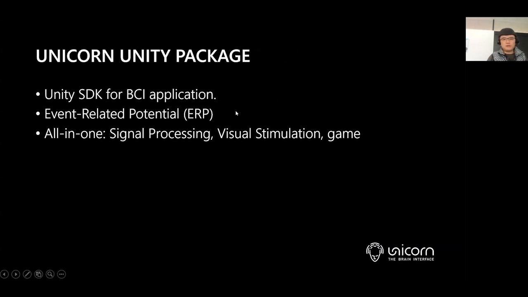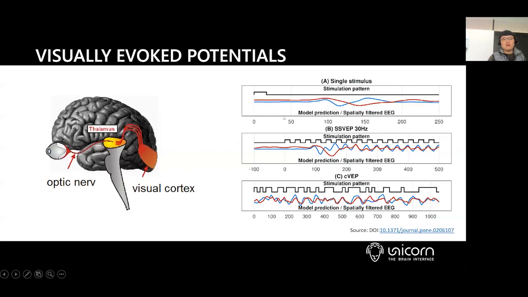We are going to use the Unicorn Unity package. It's a Unicorn development kit SDK for BCI applications. At the moment, we are supporting event-related potential. Everything, like signal processing, the stimulations and the game logic, comes together in one single application in Unity, and you deploy a Windows executable at the end, so that you can play around and check the performance. We're actually using, as I said, visual evoked potential.